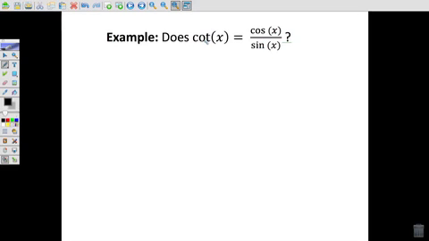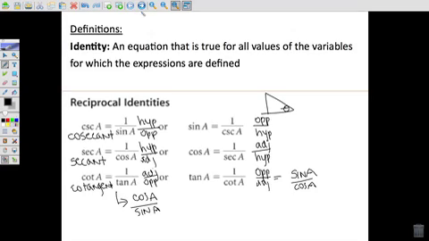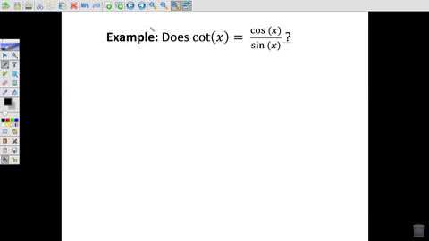So if I take cotangent of x, we look back at our reciprocal identities. This example is under where it says Pythagorean identities. Cotangent is equal to 1 over tangent, so we can plug that in. We'll say 1 over tangent of x is equal to cosine of x over sine of x.